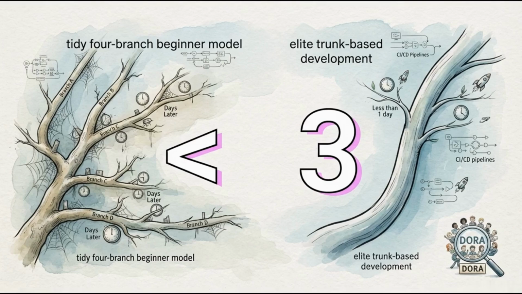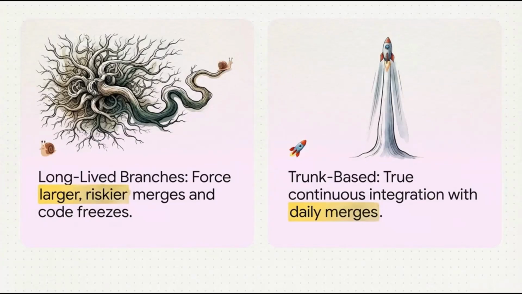Effective real-world development, which is known as trunk-based development, means a team has fewer than 3 active branches at any given time, and those branches have a lifetime of less than a single day. The research paints a really clear picture here. Long-lived branches force larger, riskier merges. They require long stabilization periods and painful code freezes where everyone just has to stop working to untangle conflicts. On the flip side, trunk-based development is treated as a mandatory practice for true continuous integration. When you merge code daily, your merges are tiny, fast, and incredibly low risk.